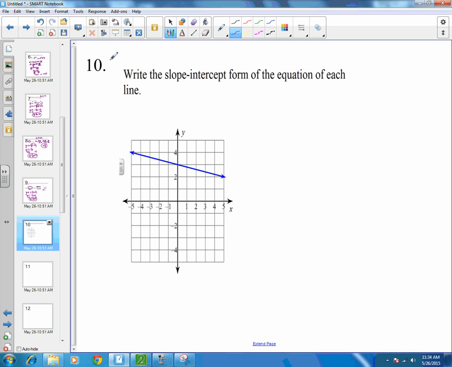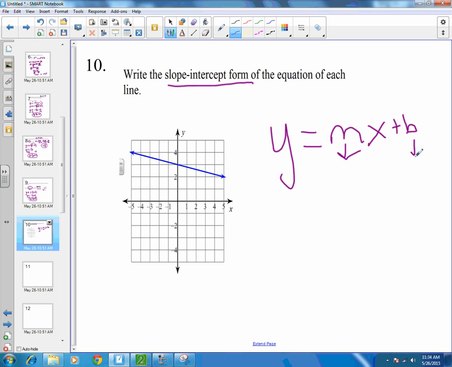All right, last one we have here is number 10. They want us to write the slope-intercept form of the equation for the line. Slope-intercept form is y equals mx plus b. The only two things I need to fill out in here are my slope and my y-intercept. So I'm going to bring down my y and my x. I'm going to find my intercept first because that's the easiest. That's wherever my line crosses the y-axis. And this is at +3, so it's going to be a +3.